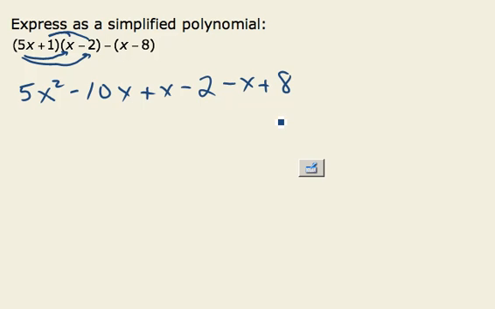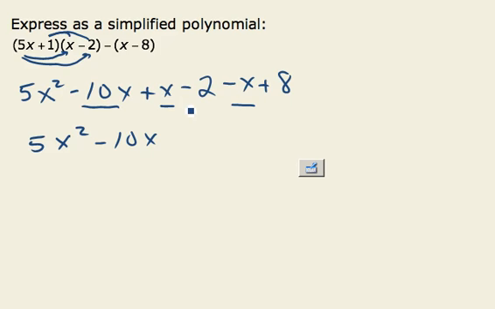Now to finish this problem, what we need to do is simplify this, which means combining like terms. So if I have terms of the same exponent, I will add them or subtract them as necessary. There's only the 5x squared term for x squared, but I see 3x terms. There's a negative 10x, there's plus an x, and there's minus an x. So if we add those together, the x minus x adds up to 0. So I just get minus 10x for x's.